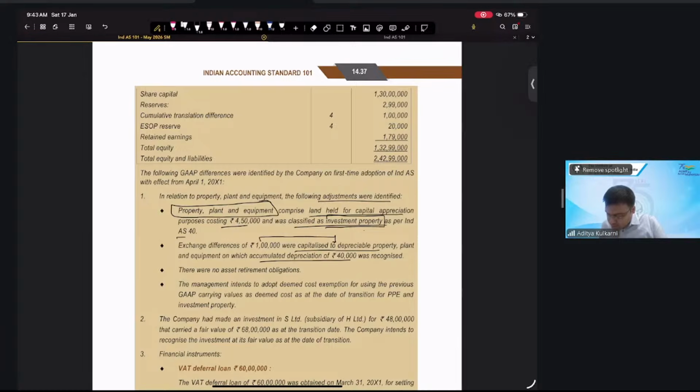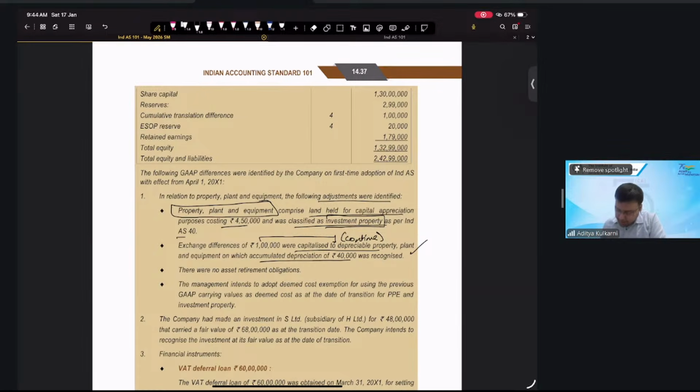Capitalized to depreciable property, nothing is given. So can I continue this? Answer is yes. And on that, accumulated depreciation of 40,000 was recognized. So, 1 lakh is capitalized, 40,000 is depreciation. So the balance will be the WDV. Yes. So this is also perfectly fine.